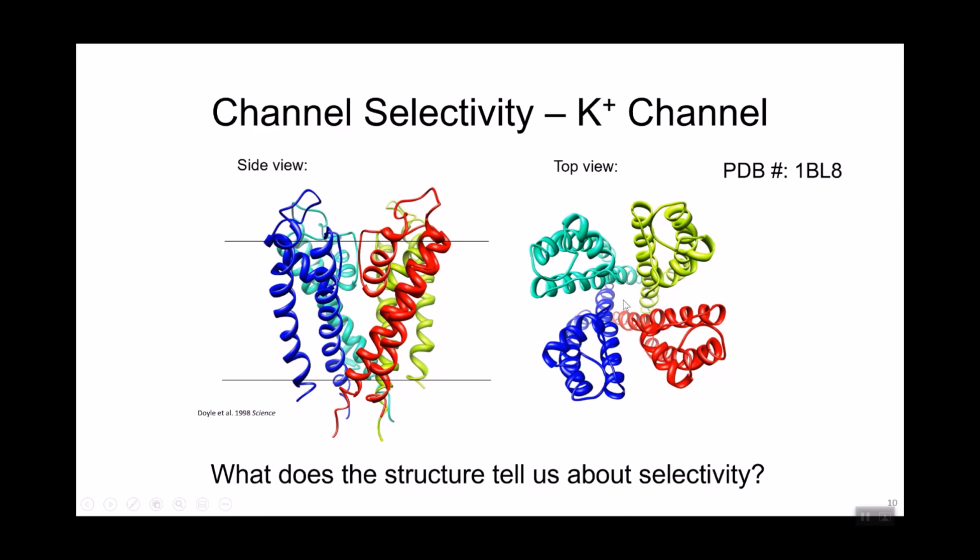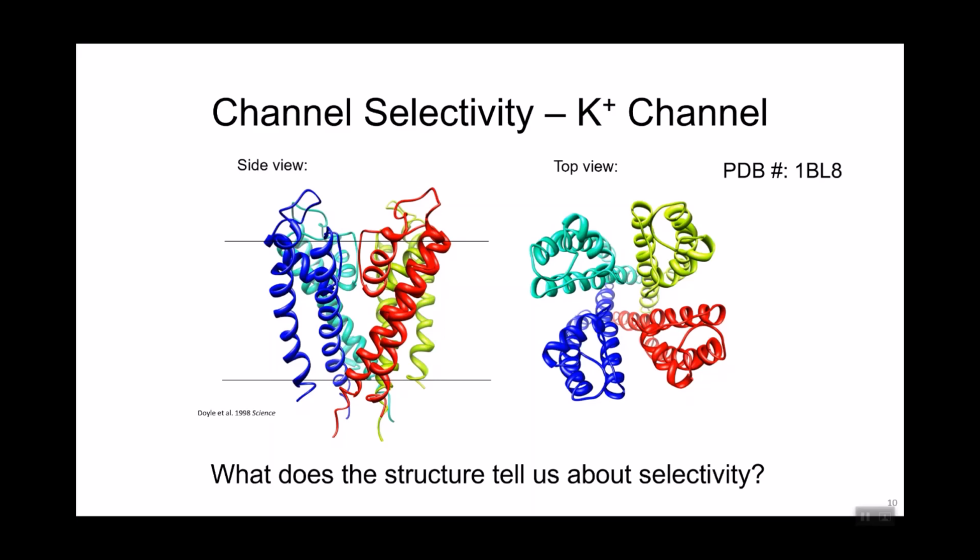This is what an ion would see if it's looking to get across the bilayer. And you can kind of see the relationship of the individual subunits, but it doesn't really tell you how it selects for potassium ions specifically. What they also didn't know at the time is that this is actually the closed conformation of the channel.